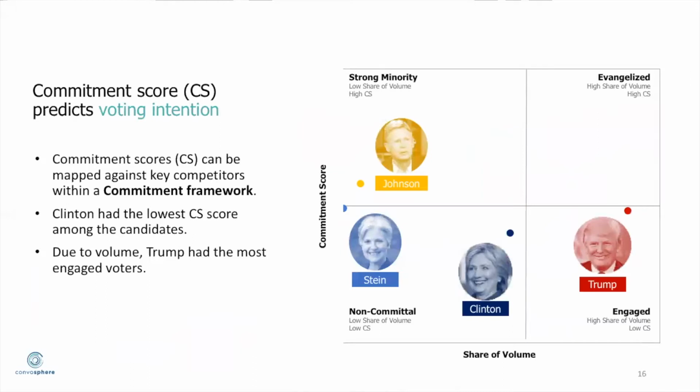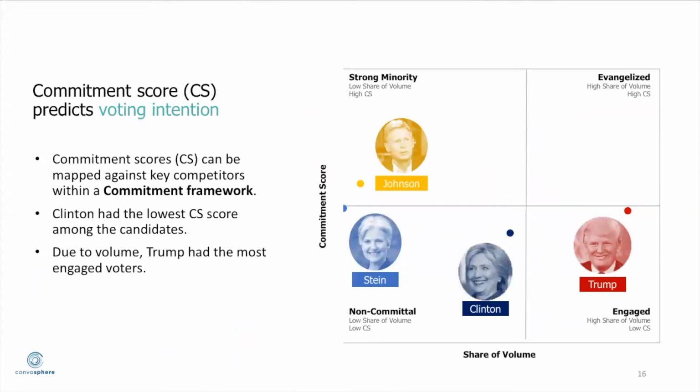Next, we aggregated the commitment scores for the entire tracking period. And to also add context, we also aggregated the commitment scores for Johnson and Stein. We then applied the scores in our commitment framework so that we can better compare these candidates with each other. And the framework is a combination of share of volume and the commitment scores.